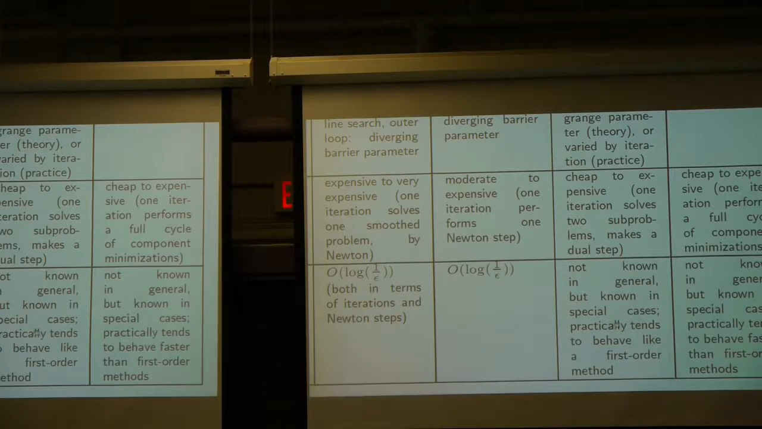Practically, the opinion is that these scale like first-order methods. So if you want a very accurate solution, you have to run ADMM for tens of thousands of iterations. So it's like a first-order method where I would just run it to get a pretty good solution, and I wouldn't expect it to converge to high accuracy very quickly. That's just the feel, I guess, from people who use ADMM. And like I said, for special cases that's made precise, but not in general.